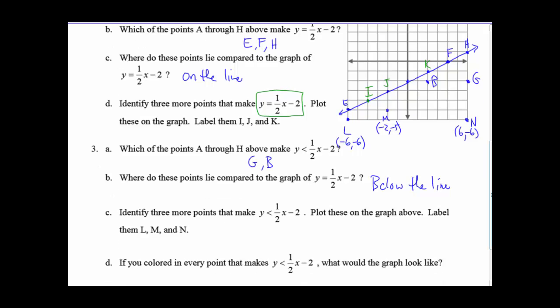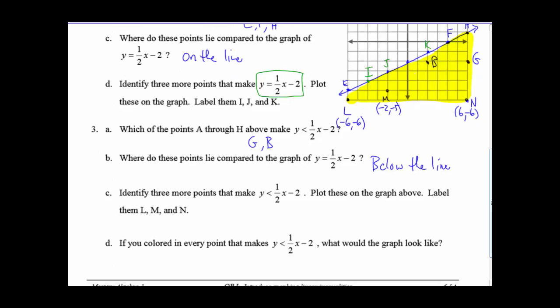D says if we colored in every point that makes y less than 1/2 x minus 2, what would the graph look like? If we color all those points that are below the line, we're going to get a graph like this. Everything under the line would be shaded.